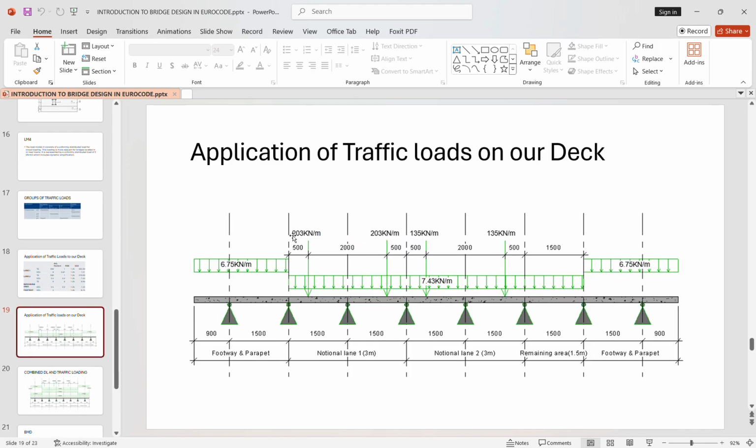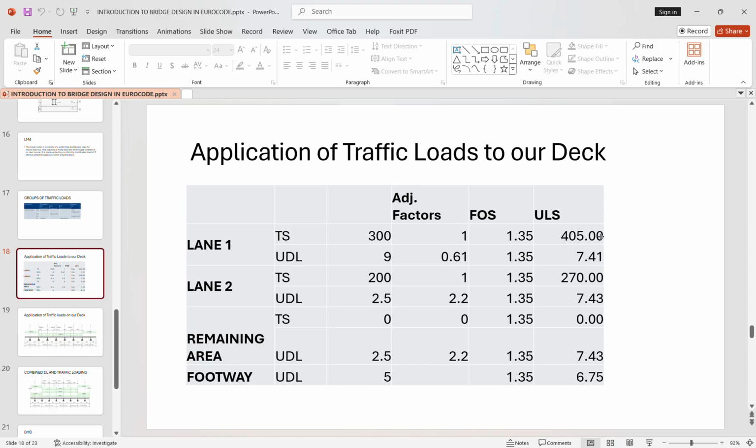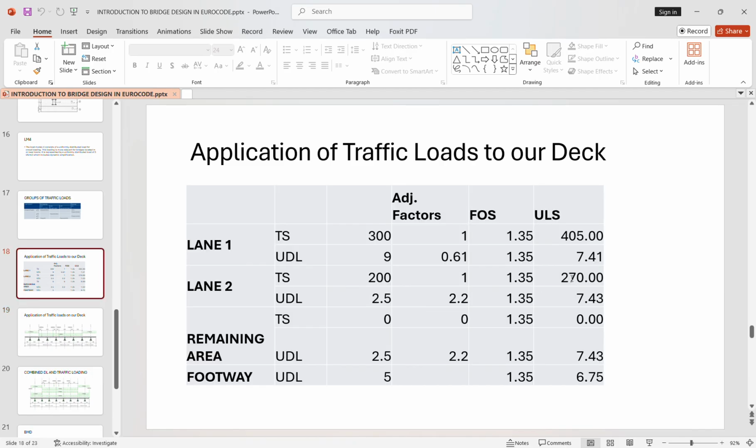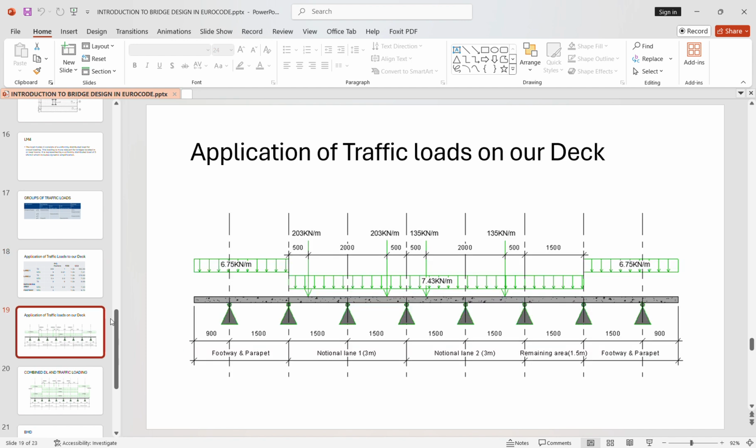I left 500 from the curb line. I applied 203, which is just 405 divided by 2 to get a wheel load for that axle. So 202, 202. And then I left 1 meter between the loads. For lane 2, I applied 270 divided by 2, which gives 135, 135. This is our first notional lane, from here up to here, where we have applied our traffic loading. This is the second notional lane, from here up to here, where we have applied our traffic axle loading. For the remaining area, we do not have any.